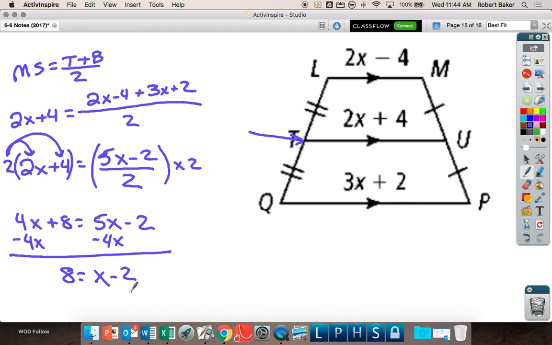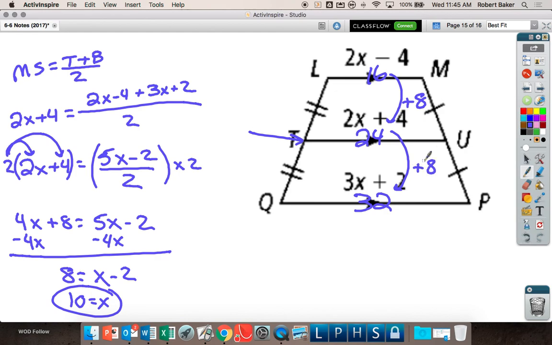That stupid 10 shows up again, right? Plus 2. Please, for the sake of humanity, plug that number back in and make sure your pattern works. 20 minus 4. 20 plus 4. 30 plus 2. It goes up by plus 6. Plus 8 and plus 8. That's how you solve for a mid-segment. So that's the test question right there.